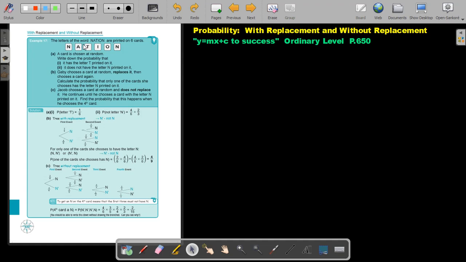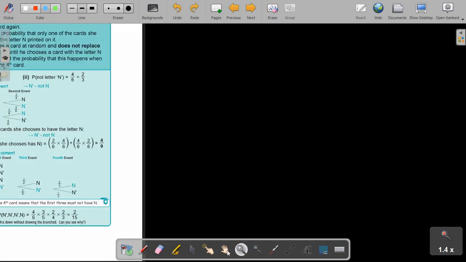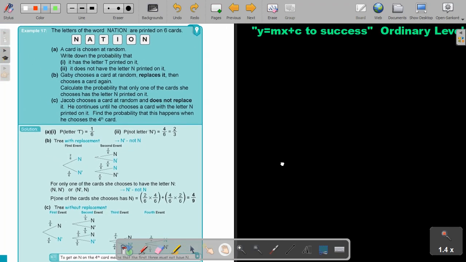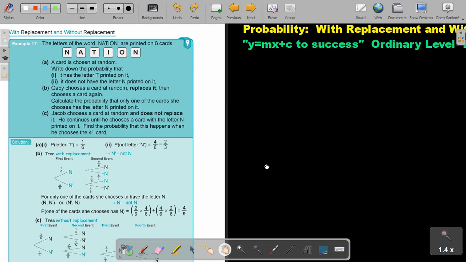The letters of the word NATION are printed on 6 cards: N-A-T-I-O-N. A card is chosen at random. Write down the probability that it has the letter T printed on it. Okay, so the first one is very easy. It's just a single event. So the letter T, how many T's are there? Can you see there's just one? So it's 1 out of 6.